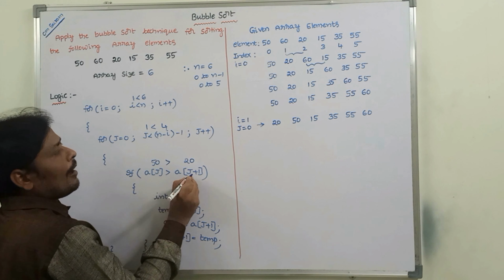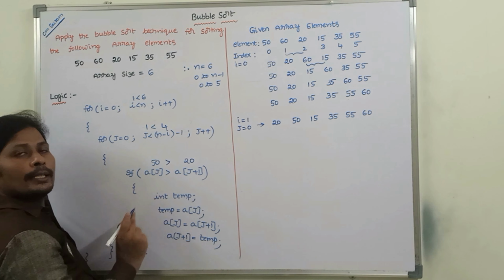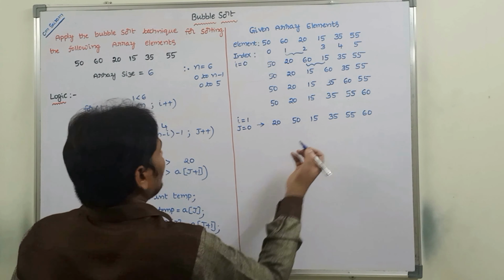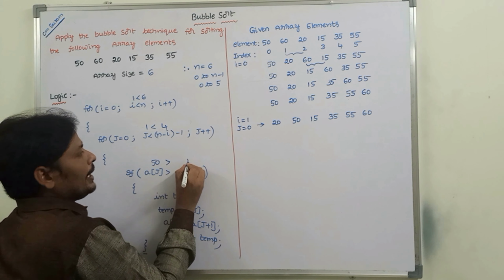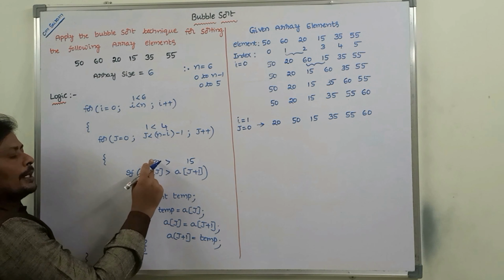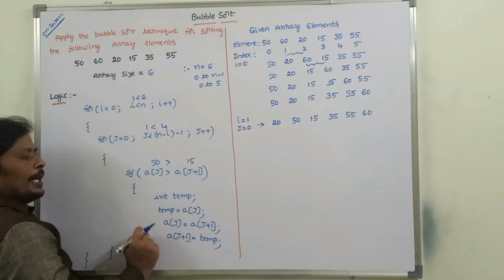Next, A of j plus 1. Already j value is 1. 1 plus 1 that is 2. A of 2. A of 2 means this one that is 15. So 50 greater than 15. So condition true. If the condition is true, then the control goes to the body of the if block.